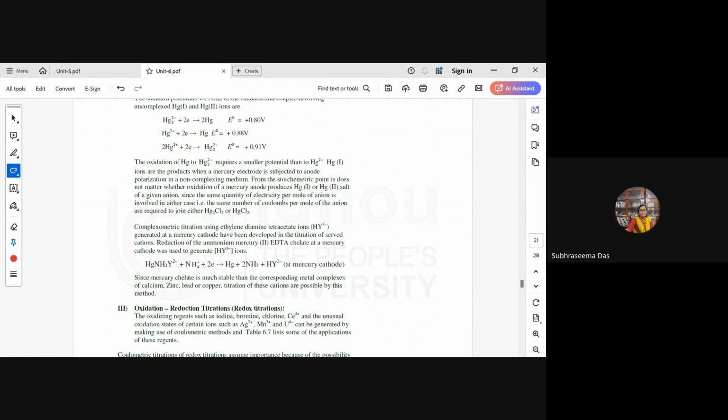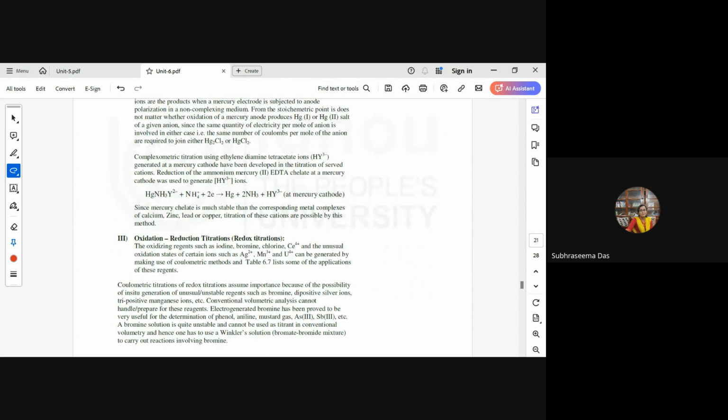The complexometric titrations that particularly use ethylene diamine tetraacetate ions have been very good for coulometric titrations because they can form chelates. The reduction of the ammonium mercury EDTA chelate at the mercury cathode gives good results, and the complexes formed by this method are stable and give good values.